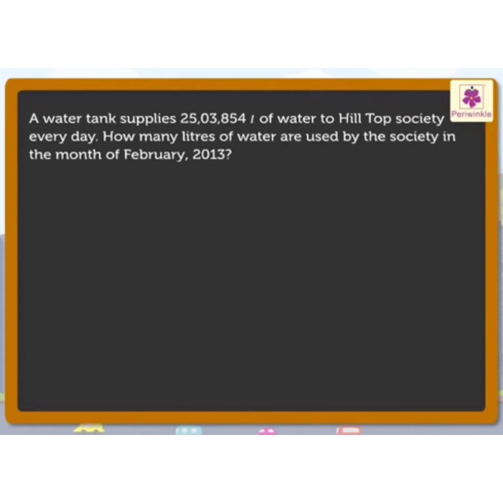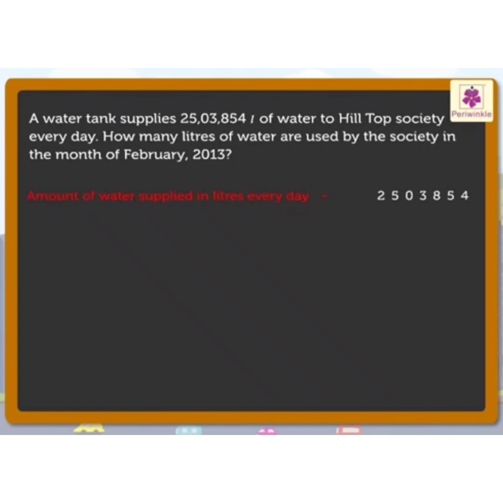What is 25 lakh 3,854 and what is 28? The answers to these questions will help us to form the statement for the solution. 25 lakh 3,854 liters of water was supplied to Hilltop Society every day. So we write the statement as amount of water supplied in liters every day.